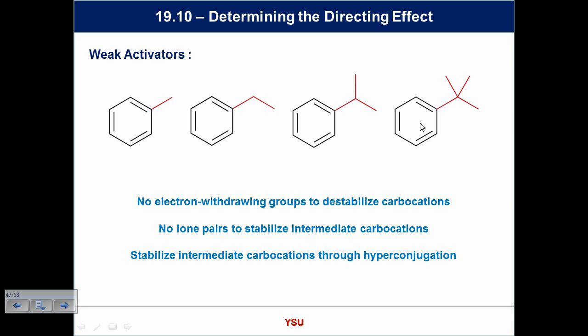Okay, so I have some moderate activators there. I have some weak activators here. Why are these weak activators? What do they lack that would make them a stronger activator? A lone pair. That's it. No lone pair, you can't push a lone pair in. But they are activators because they all do push electron density in through the single bonds. Makes sense. And so far, these are all ortho-para directors.